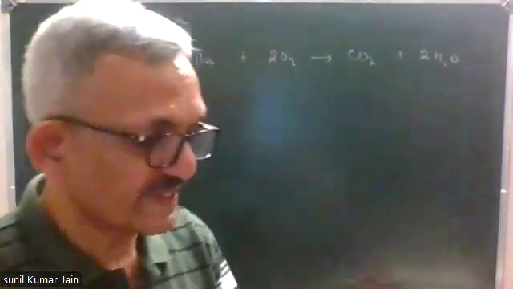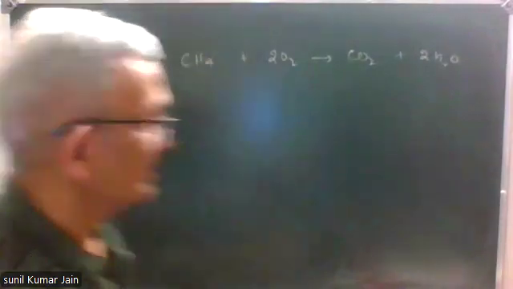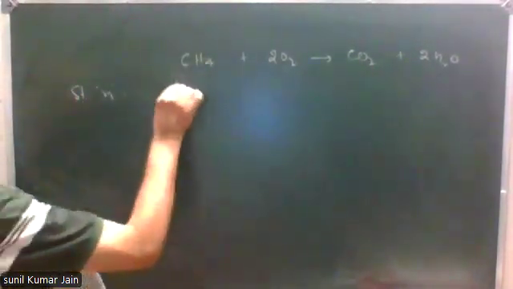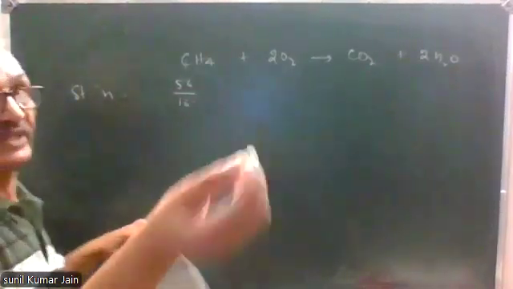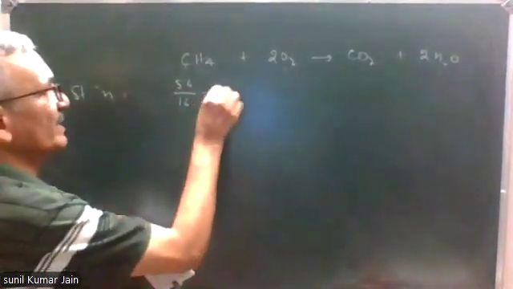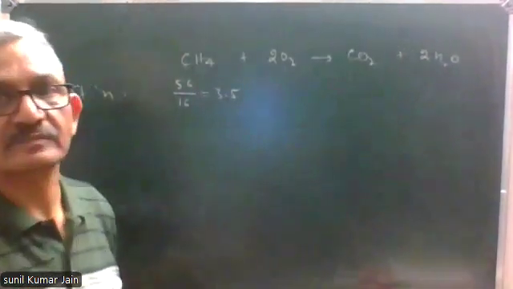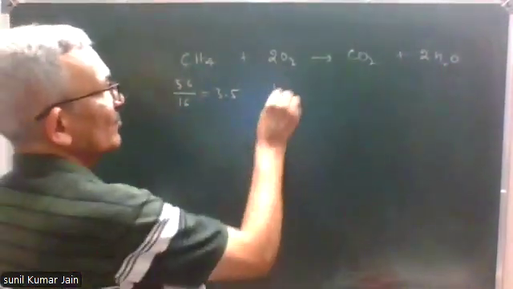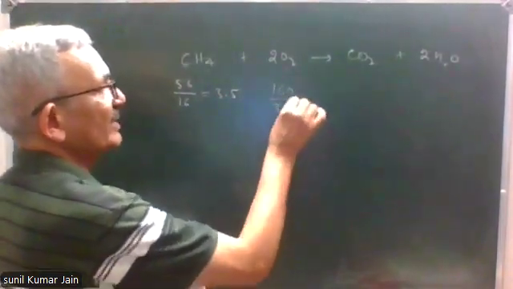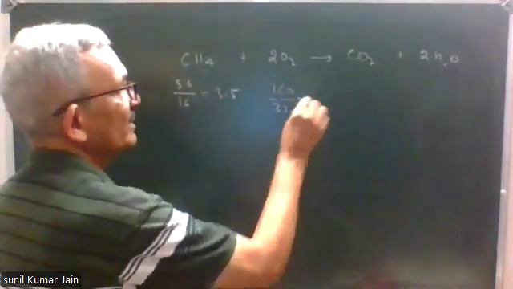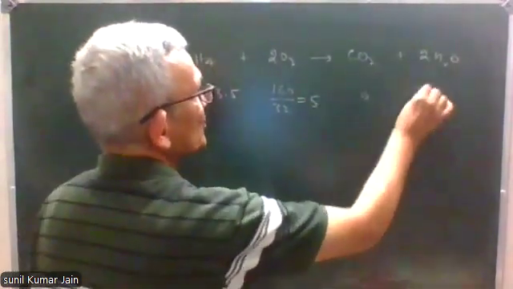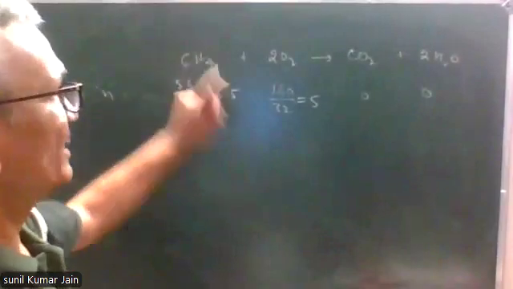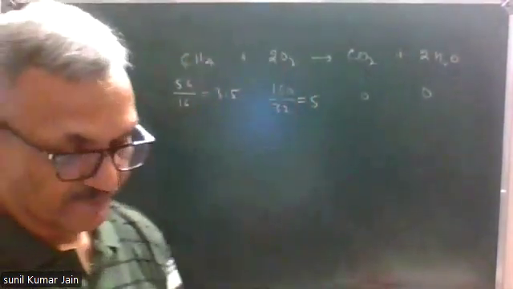Now, 56 grams of methane. Starting moles: 56 divided by the molecular weight of methane, 16, gives 3.5 moles. And 160 grams of oxygen: 160 divided by the molecular weight of oxygen, 32, will be 5 moles. So we started with 3.5 moles of methane and 5 moles of oxygen.